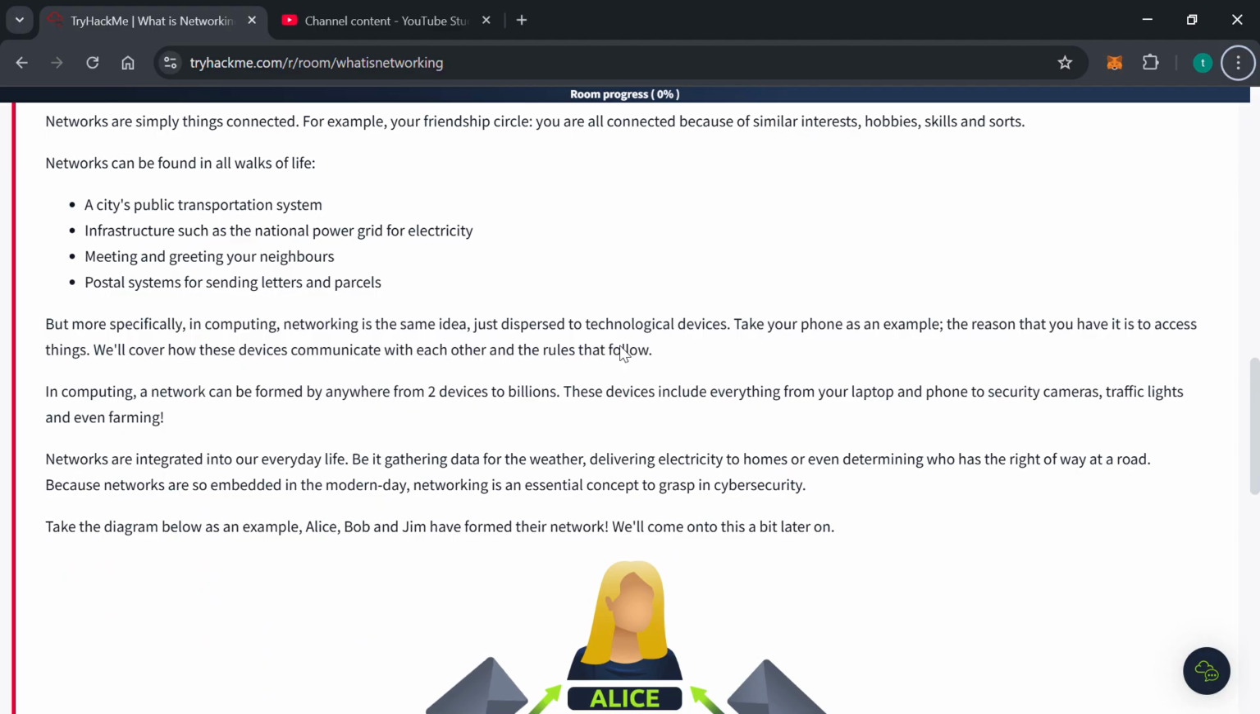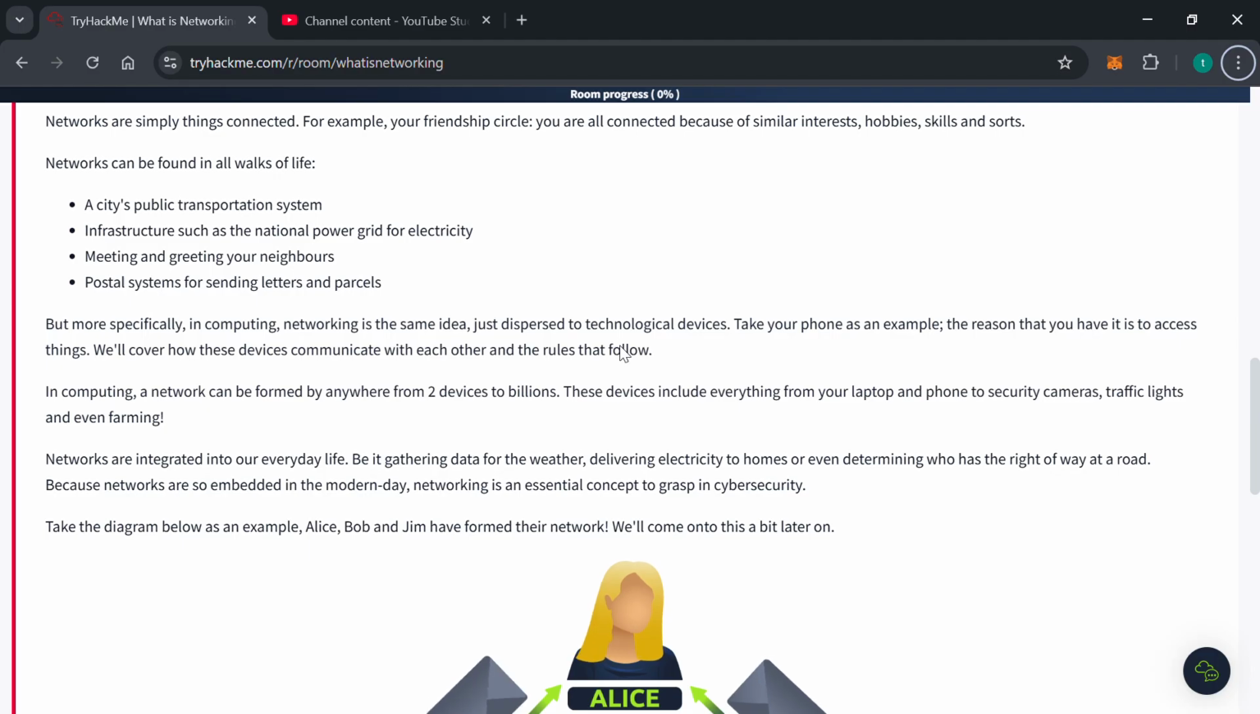Now, more specifically in computing, networking is the same idea. It is just dispersed onto technological devices. Take your phone as an example. The reason that you have it is to access things. We'll cover how these devices communicate with each other and the rules that follow. In computing, a network can be formed by anywhere from 2 devices to billions.